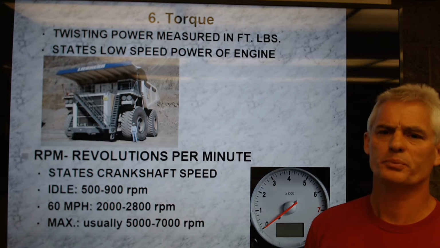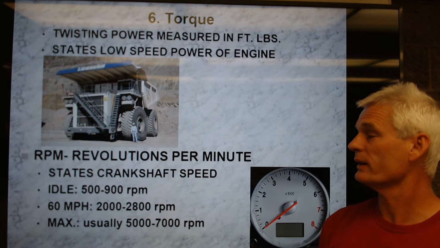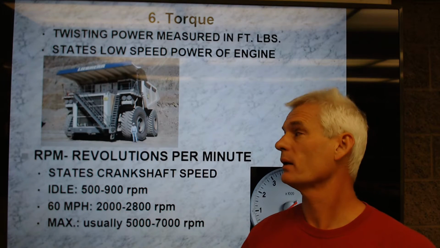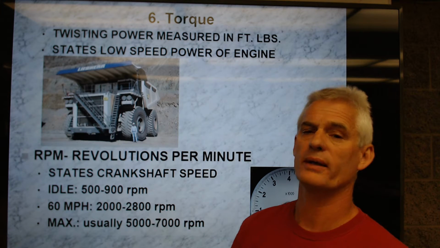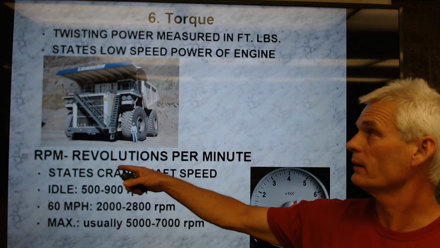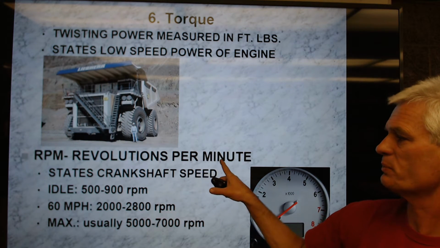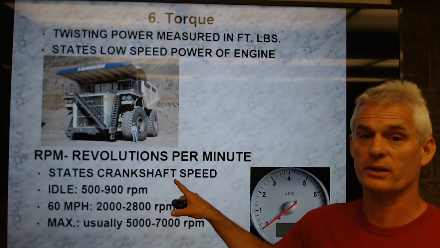So we need low speed or twisting force, torque. It's the power you feel when you accelerate from a stop sign, the pull of the vehicle. That's the torque of the engine. The RPM, just a related term, which is revolutions per minute, that's the speed at which the crankshaft is spinning.